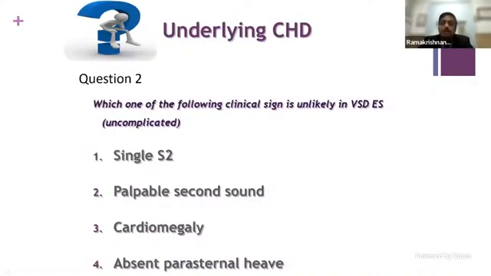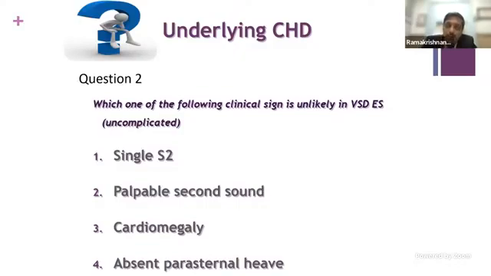So before we go to the differentiation between ASD, VSD, and PDA Eisenmenger syndrome, let us answer this question so that you retain a lot of information. Which one of the following clinical signs is unlikely in a VSD with Eisenmenger syndrome? Uncomplicated one. Single S2, palpable second sound, cardiomegaly, absent parasternal heave.